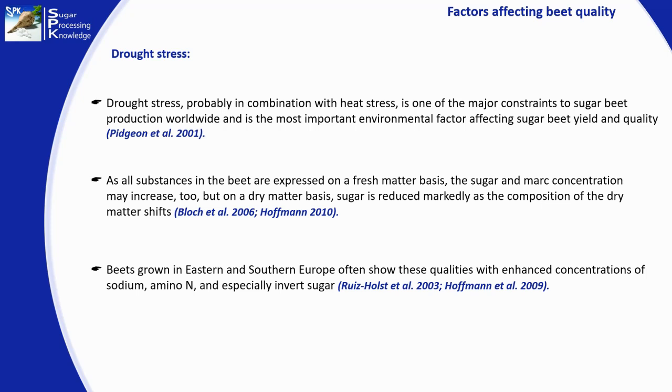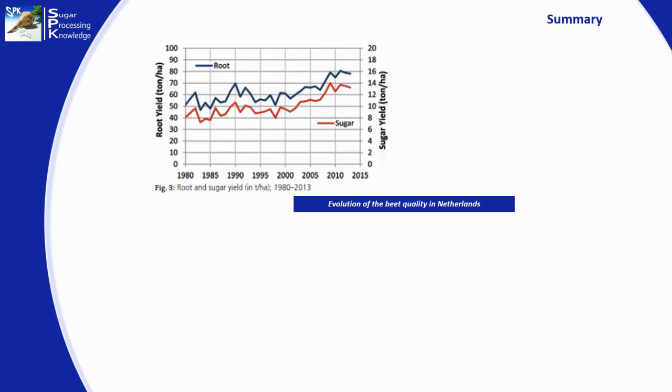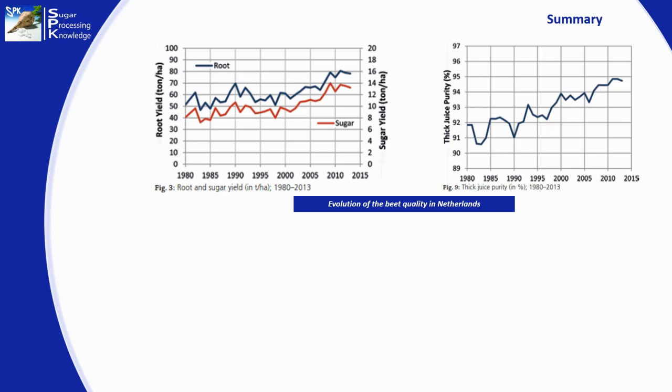So to conclude, the beet technological quality is a crucial parameter that impacts beet processing considerably. In Europe, considerable progress has been made in improving the beet quality. Here we see the example of the Netherlands in two graphs. In the first one, we can see that between 1981 and 2013, the root yield increased significantly and the sugar yield per hectare increased from 8 tons per hectare in 1980 to 14 tons per hectare in 2013. The second graph shows the evolution of thick juice purity between 1980 and 2013, which rose from 92 to 95%.